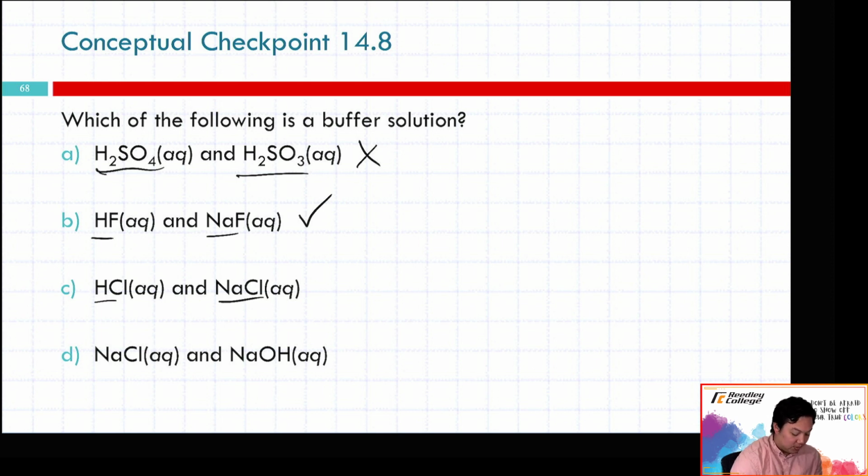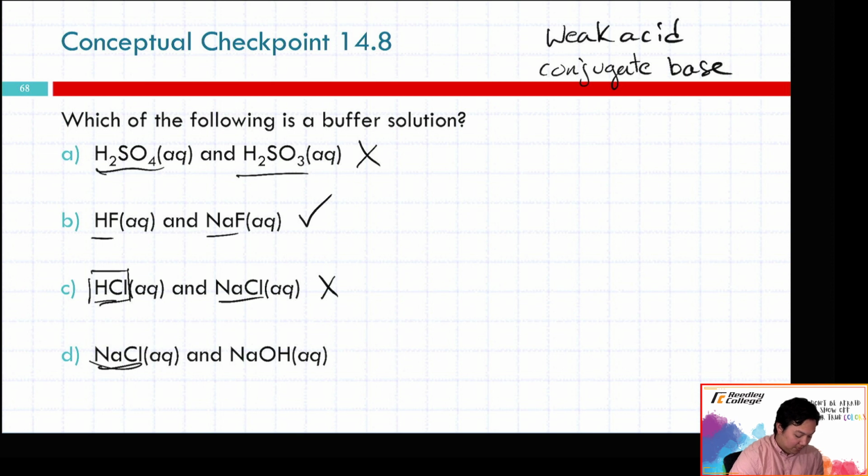Here we have hydrochloric acid and sodium chloride, but hydrochloric acid is a strong acid. We need a weak acid and a conjugate base in order to have a buffer system. Sodium chloride isn't even an acid. And then we have a base, but this is not a buffer solution because we don't have a weak acid.